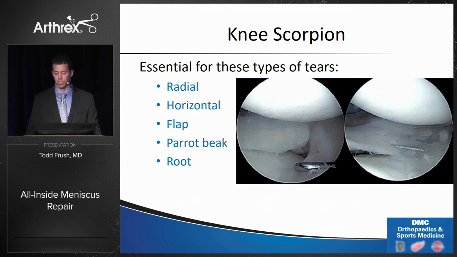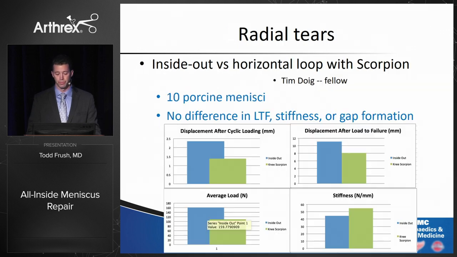Here in these photos, we see a complete radial lateral meniscus tear at the hiatus. I repaired this with a knee scorpion with four horizontal loop sutures. Notice that the knots are below the meniscus. This can be accomplished by either inverting the scorpion as space allows or use a zero fiber link suture to shuttle the suture underneath. We did a study of radial tears in our lab.